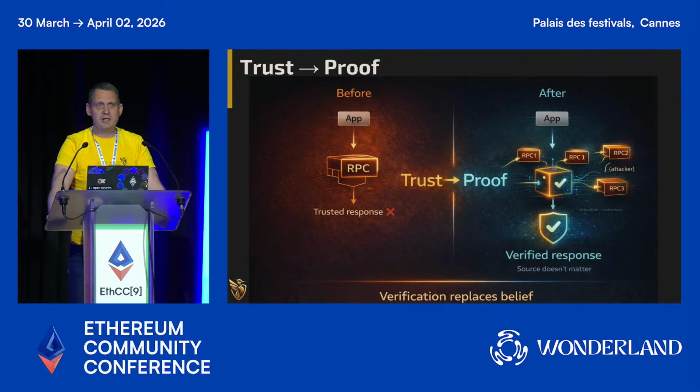So that changes the role of the RPC. We still need RPCs, but the RPC then becomes not a trusted authority like it is now, but merely a transport layer. And that's the key shift from trusting infrastructure to verifying results. The source becomes irrelevant, only the proof matters. And once you do this, you eliminate an entire class of attacks. Verification replaces belief.